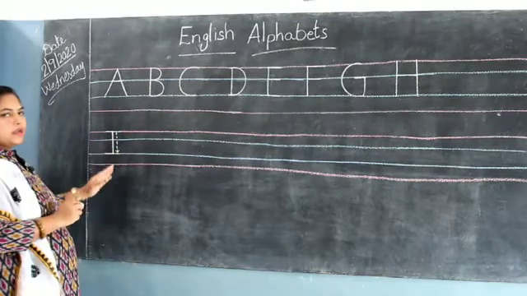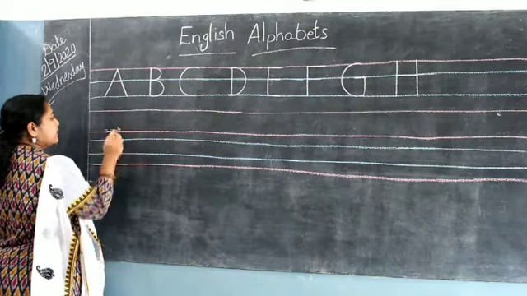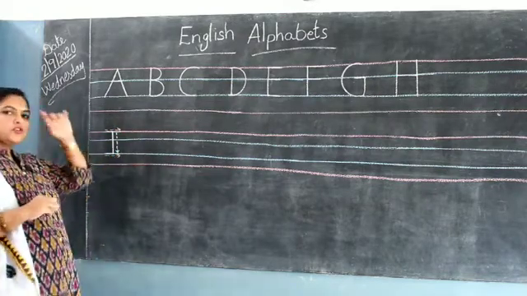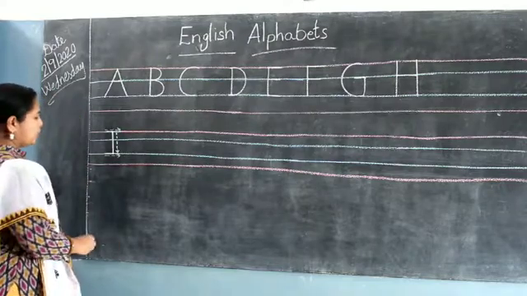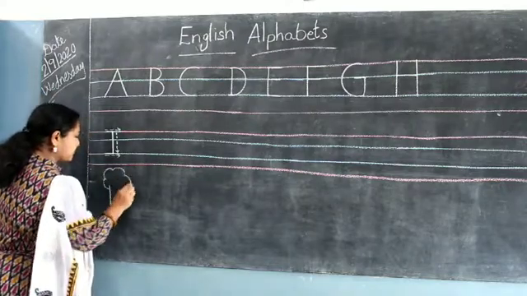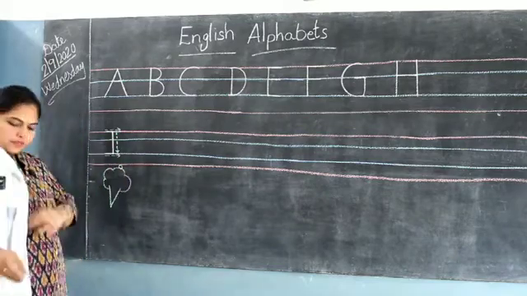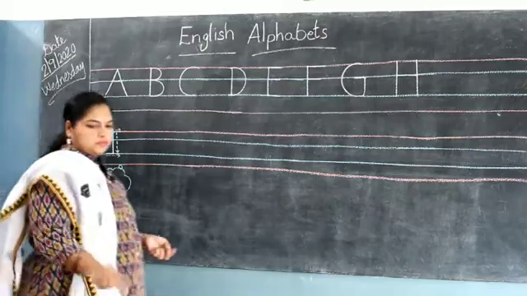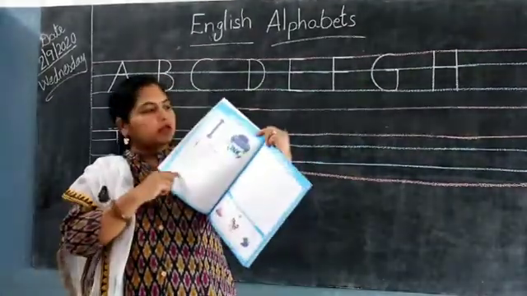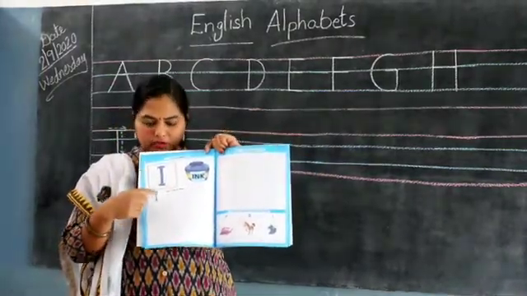A standing line, sleeping line on your red line, another sleeping line on your blue line. This is your I. So I is for ice cream. So this is your I, and then I is for ink. So you will write I over here.